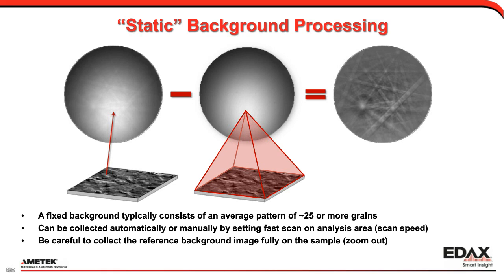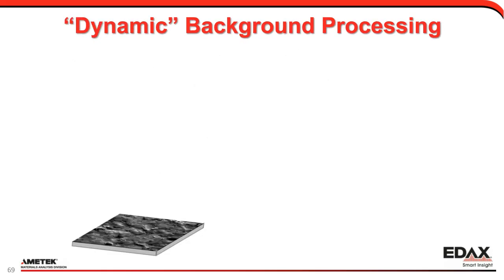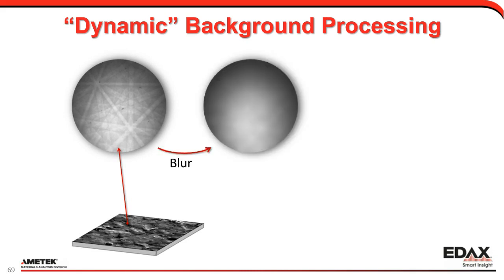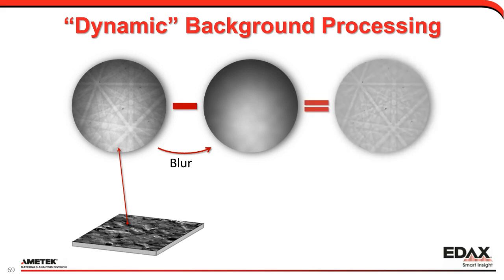Now there's another approach we call dynamic background processing. And in this approach, once again, we collect the pattern from the point, a little nicer in this case. We smooth out that pattern, we blur it. And this can be done with just a smoothing approach, or you can do it in frequency space using, say, bandpass filtering. Anyway, you take that blurred version, you subtract it or divide it from the original pattern, and you get something that's nice.